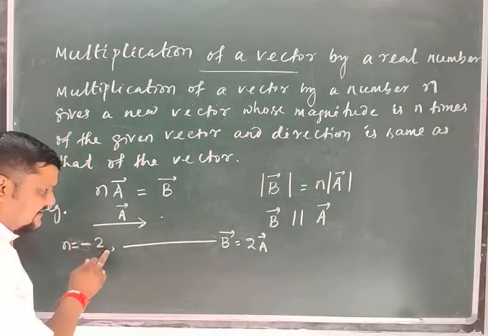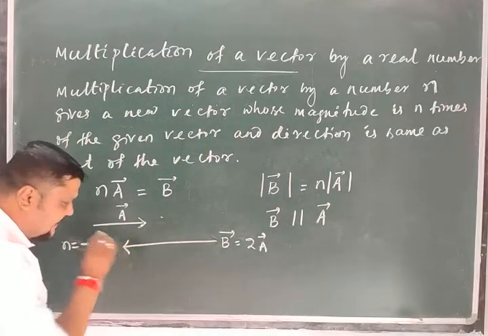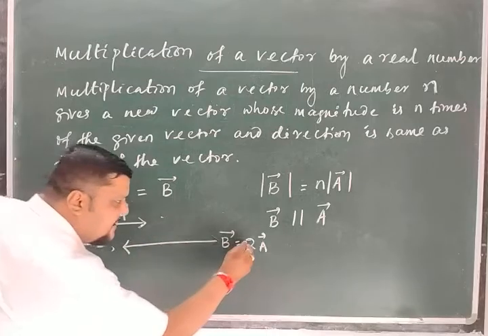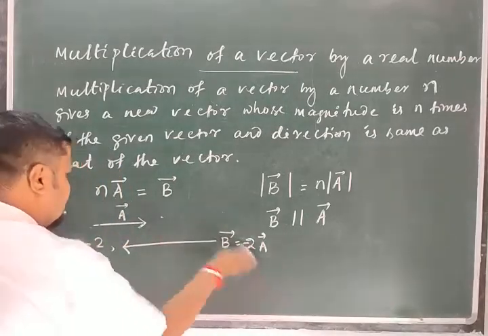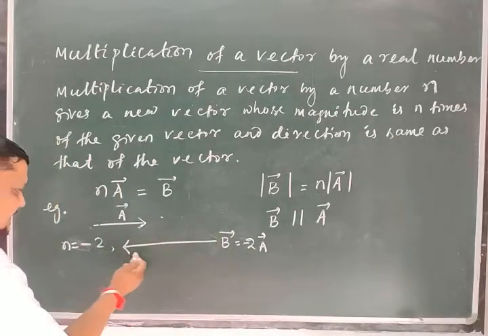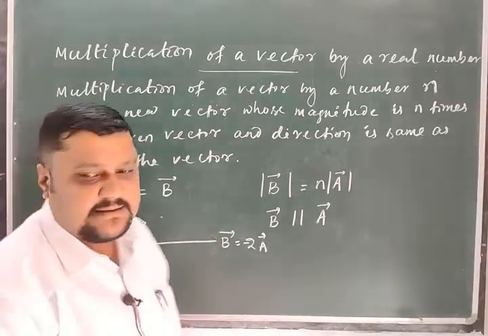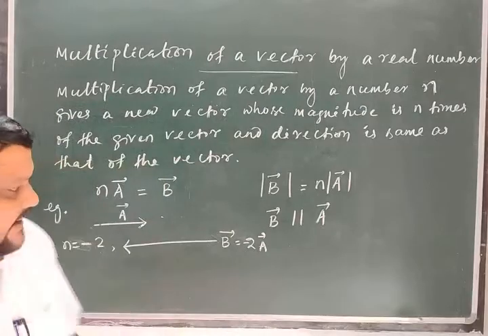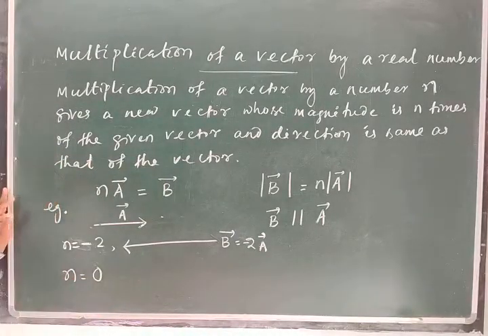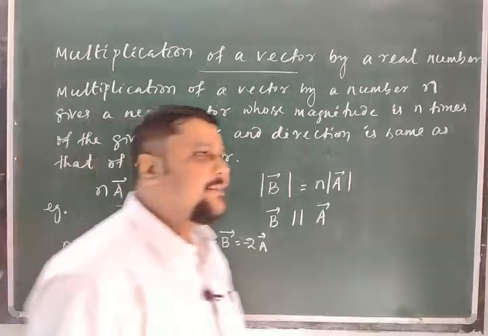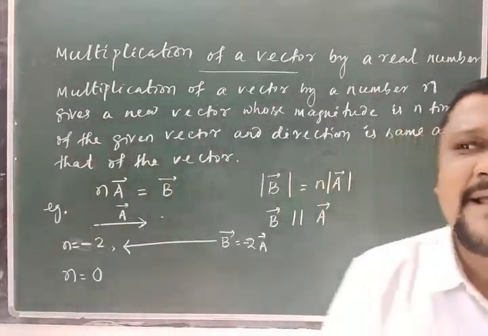So if you multiply by minus 2, the magnitude is 2 times, with a minus, and the direction is opposite. It is from right to left instead of left to right. The arrowhead changes its direction. Is that clear? Now if you make n equal to 0, a real number, and multiply by it, then what will I get?